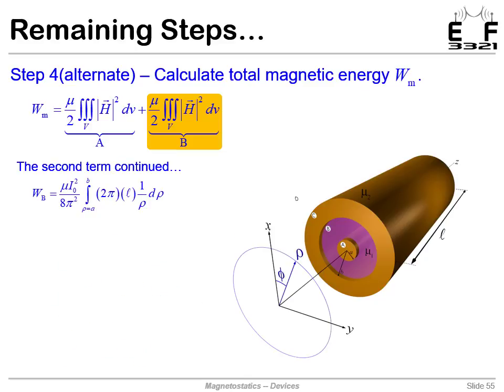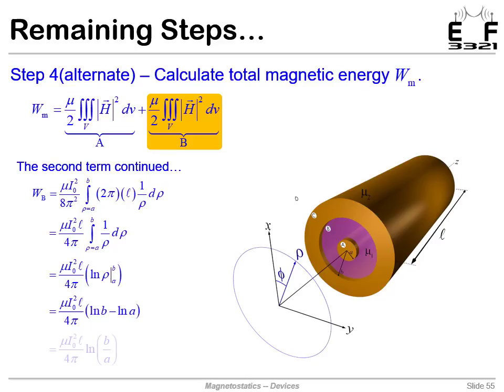So let's keep going. We can bring the 2 pi L to the outside of the integral, and we're just left having to integrate 1 over rho. Well, the antiderivative of 1 over rho is the natural log of rho. And so we'll evaluate that natural log at the limits and subtract. And we can combine those and just call it natural log of B over A. So that is the magnetic energy in the region between the inner and outer conductor.